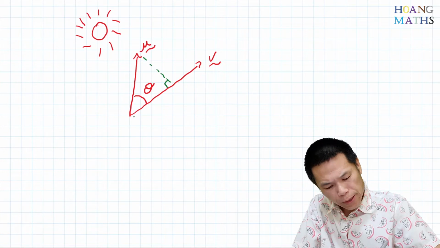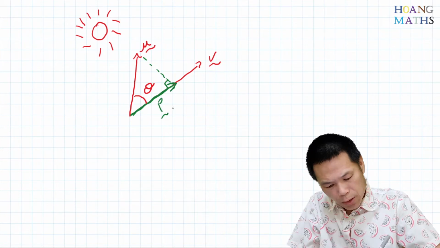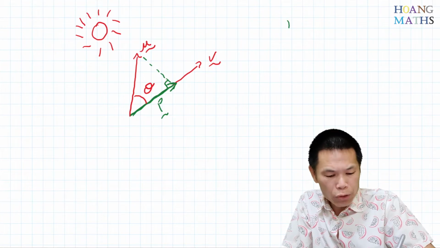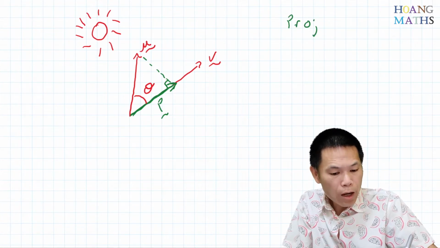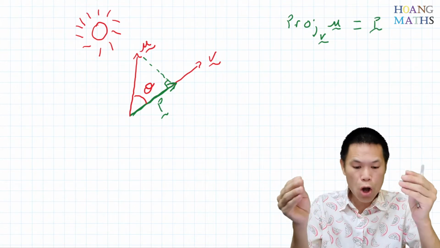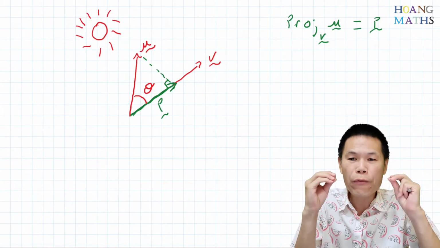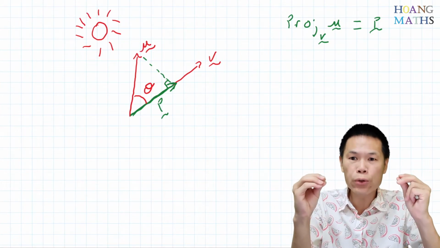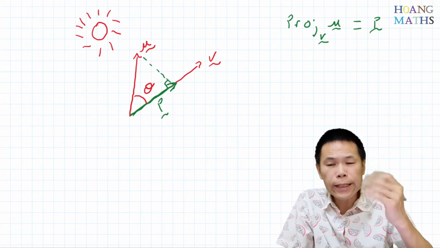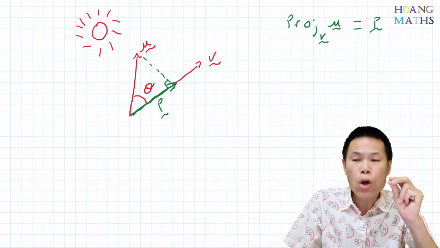So this is the shadow of u. Let's name this vector here, vector p. So this shadow here, or vector p, is known as the projection of u onto v, equal to p. In other words, we find the shadow of u onto vector v. That's all. So we can easily find the projection of u onto v.